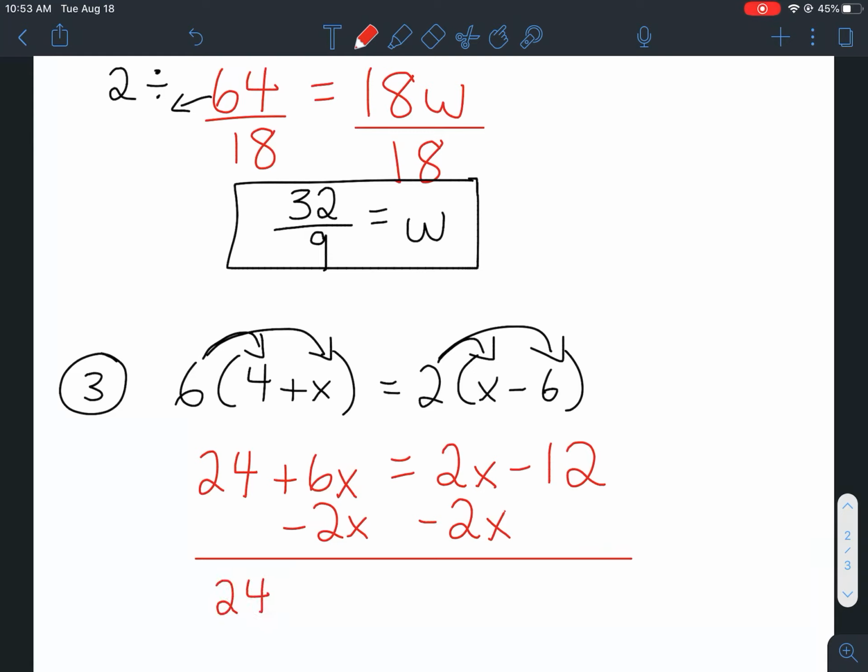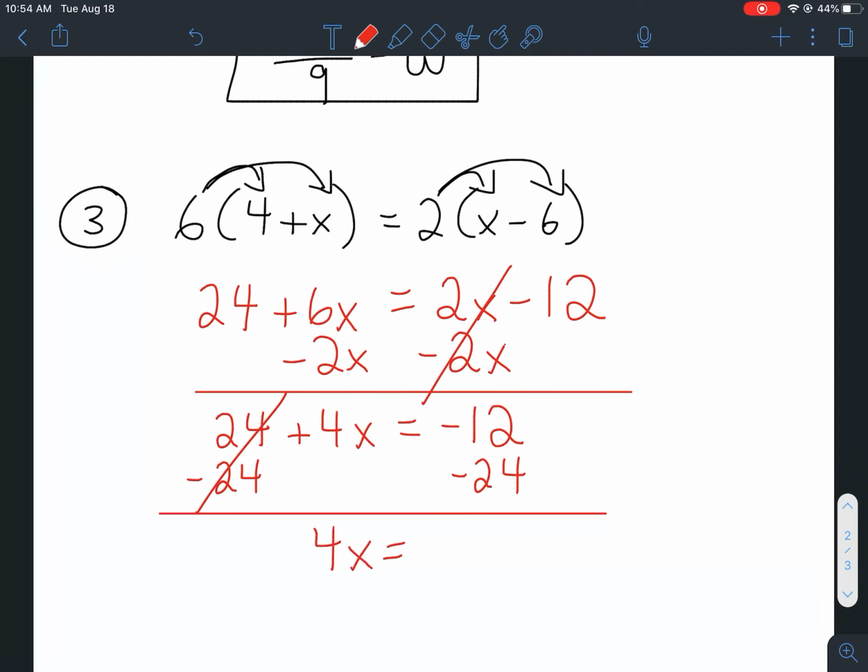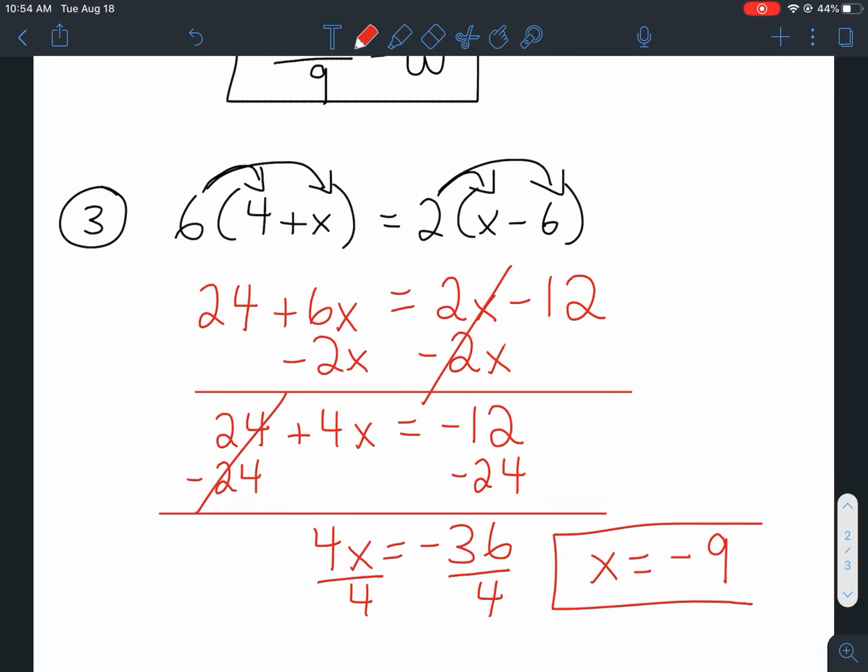So I have 24 still. 6x minus 2x is positive 4x. 2x minus 2x cancels, and I'm just left with -12. Now I have a 2-step equation. I need to move 24 to the other side by subtracting it. So I have 4x equals -36. And if I divide both sides by 4, I get x is equal to -9.